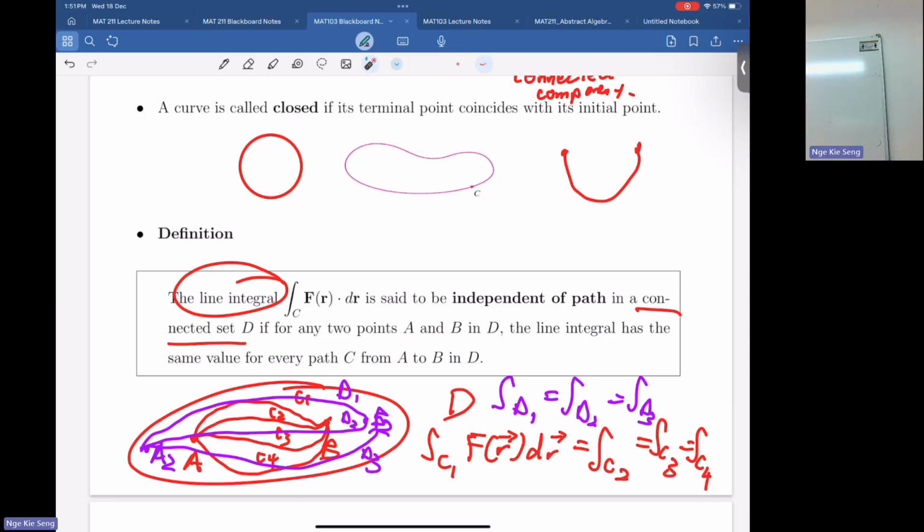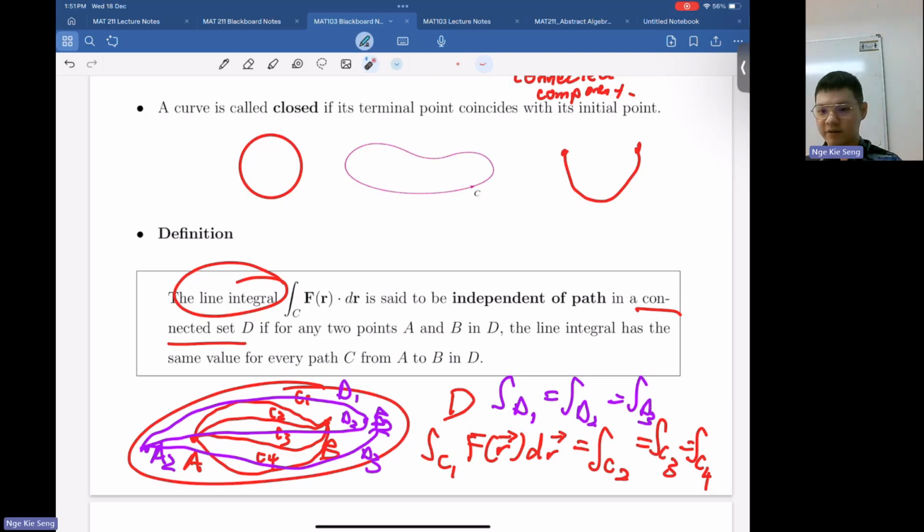It is independent of path, but dependent on what? Dependent on your endpoints, A and B. Right? It is a bit like the fundamental theorem of line integrals: as long as you know the endpoints, you can determine the integral. Okay.